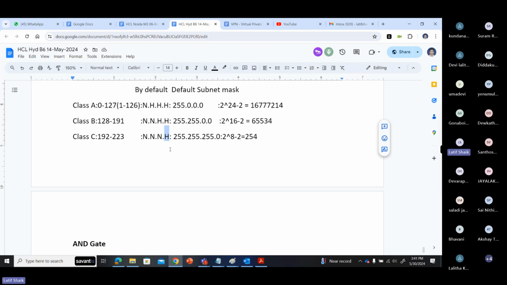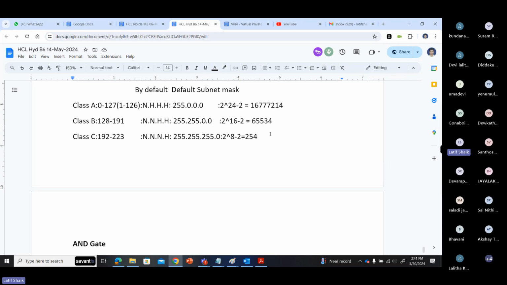Same goes for class A. The last three portions are host portions. It's three 8s, 2 to the power of 24 minus 2, and we are getting 16,777,214 IP addresses.